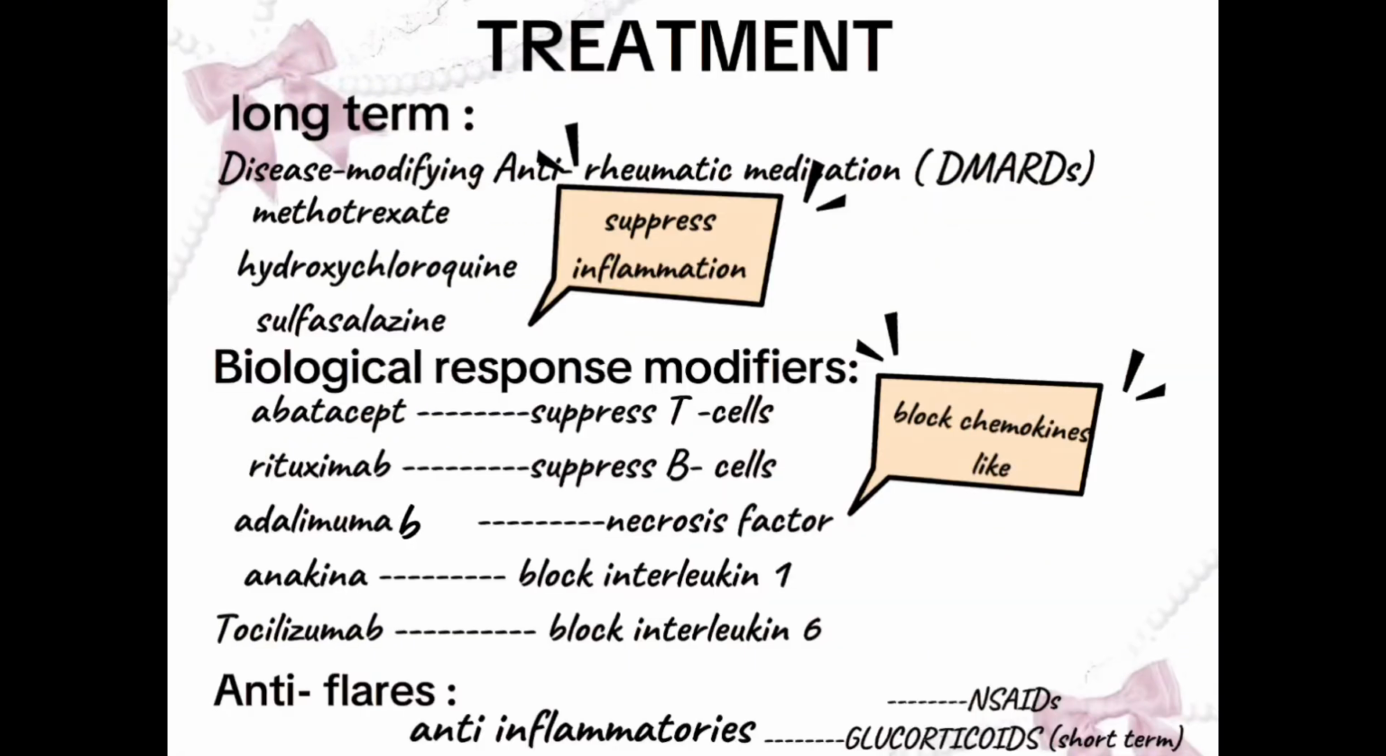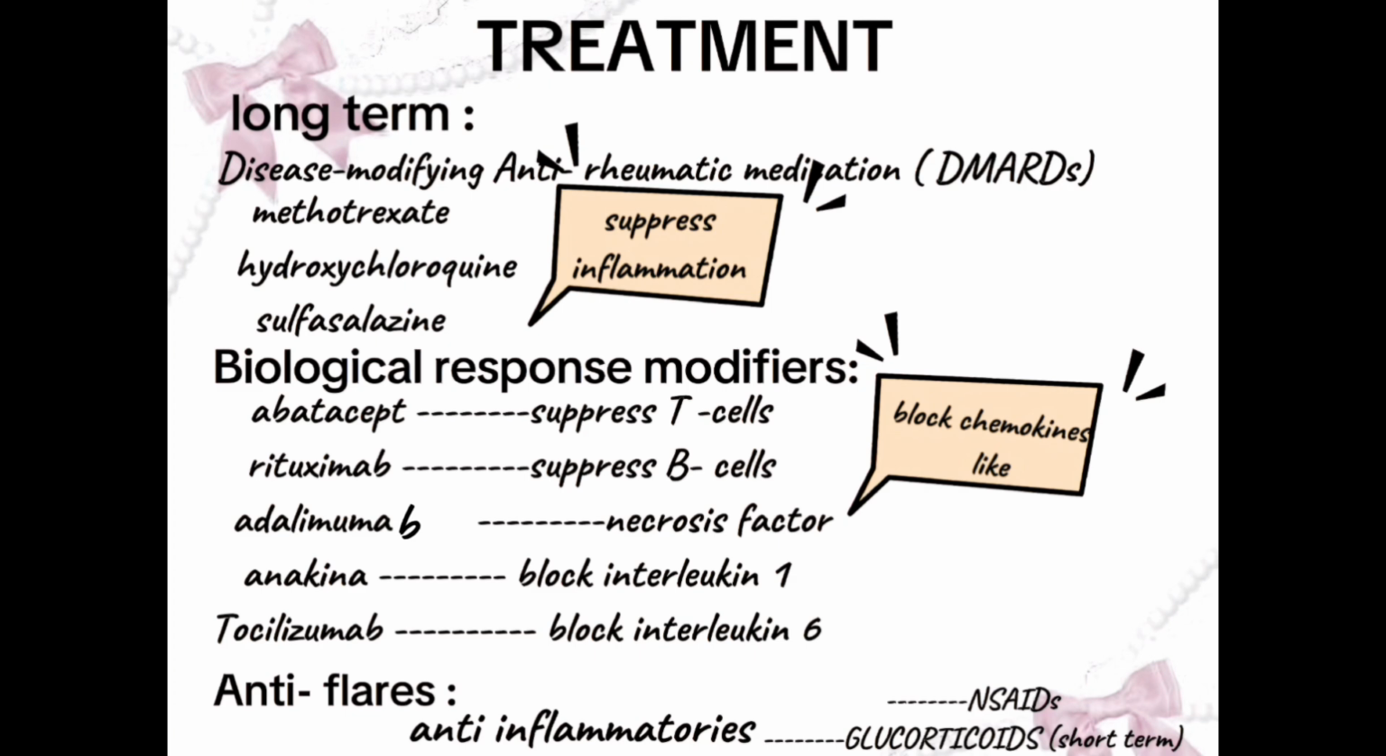The long-term management of rheumatoid arthritis is the use of disease-modifying anti-rheumatic medications like methotrexate, hydroxychloroquine, and sulfasalazine, which can help to suppress the inflammation. In addition, there are a variety of medications called biologic response modifiers, or biologics. Some biologics, such as abatacept, work by suppressing the activity of T cells, while others, such as rituximab, suppress B cells. There are also biologics such as adalimumab that block cytokines like tumor necrosis factor. Anakinra blocks interleukin-1, and tocilizumab blocks interleukin-6.